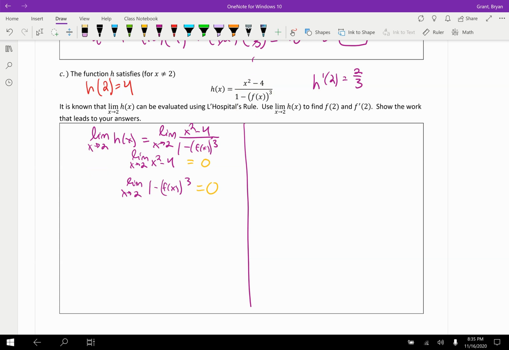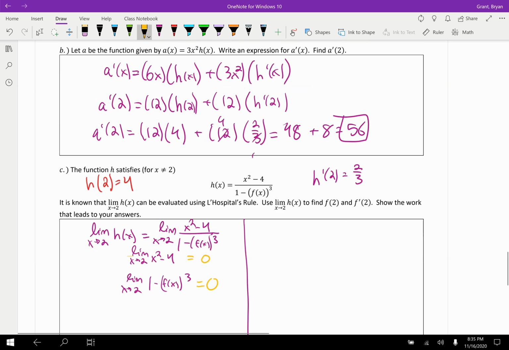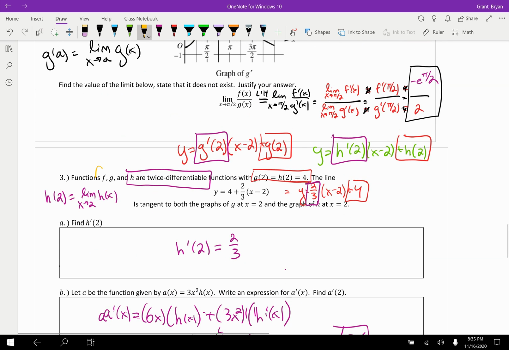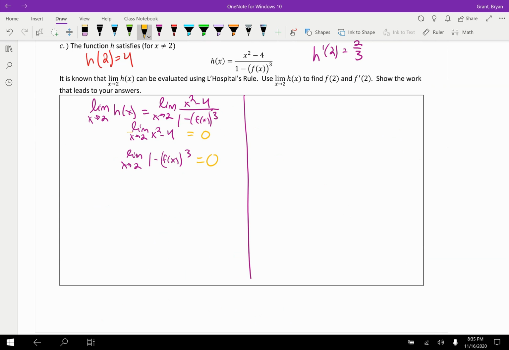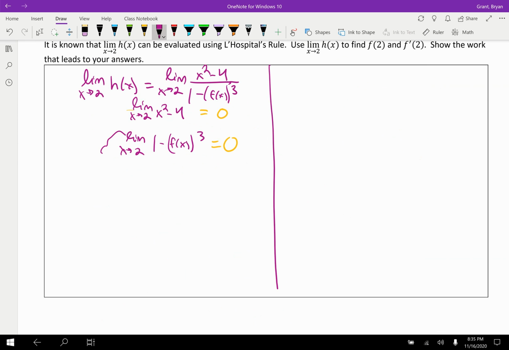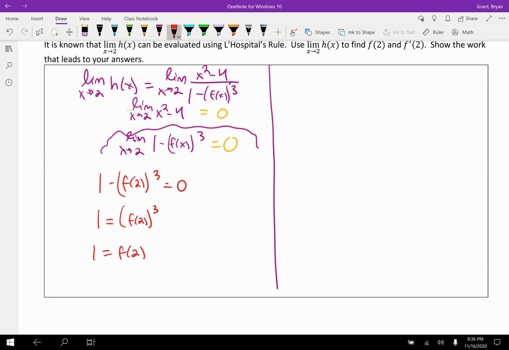And in fact, I'm going to get rid of this really quickly. To use L'Hopital's rule, this has to happen because the top becomes 0. So because f is differentiable, which they tell us up here, which means f is continuous, I think we are allowed to substitute 2 in here. Substituting in 2, I get 1 minus f of 2 cubed equals 0. I bet I can evaluate f of 2 now. 1 equals f of 2 cubed, cube root both sides, cube root of 1 is 1. We just found f of 2.